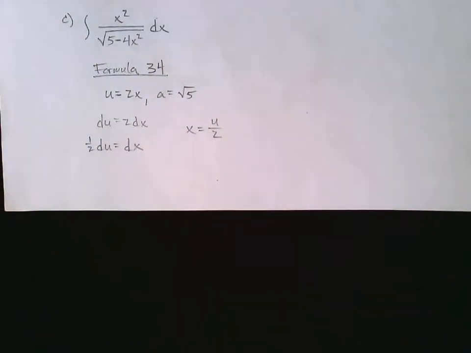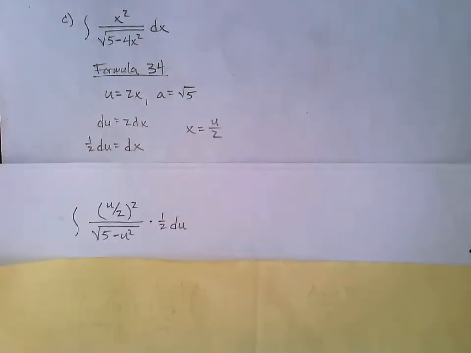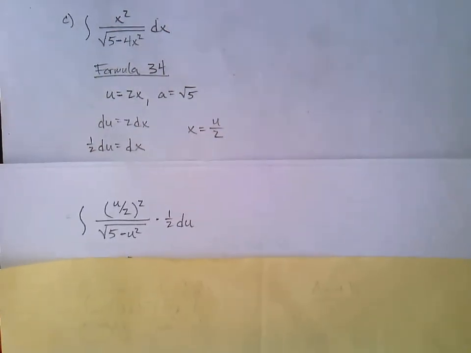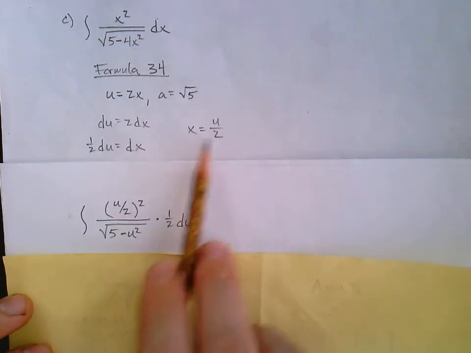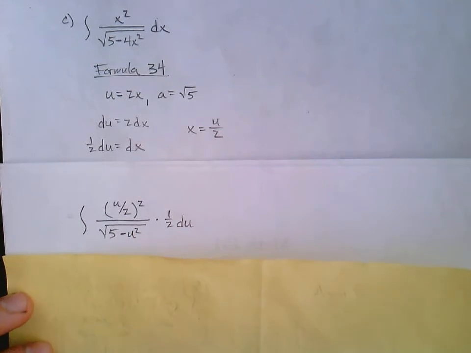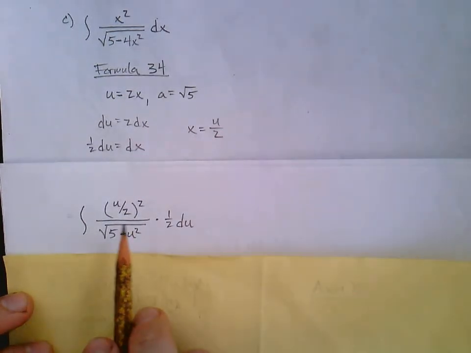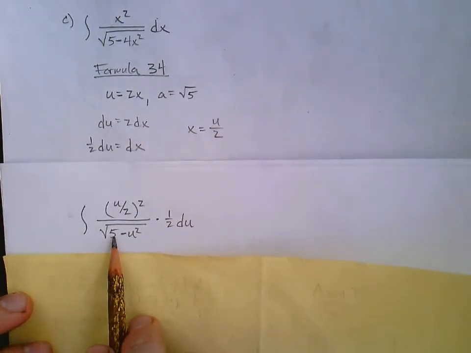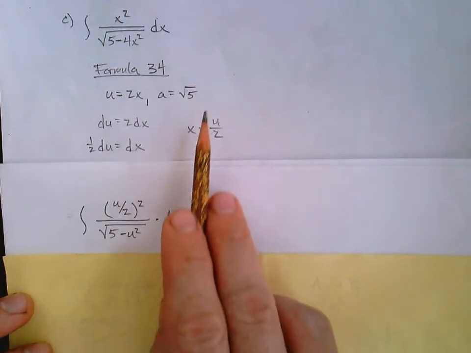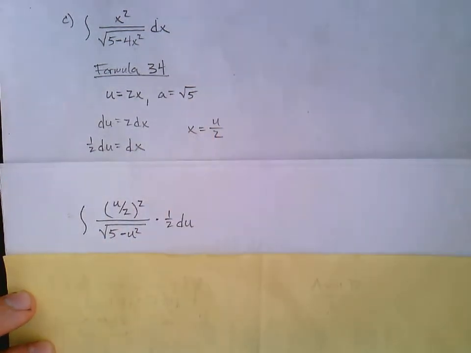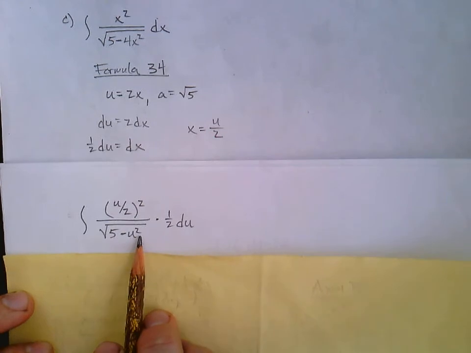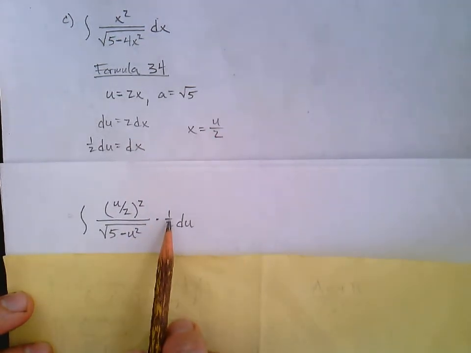And I'll try and fit as much as I can because it's all relevant so far. When we substitute, here's what we will have. That x became u over 2 squared. Our square root, I'm just going to keep that as 5 and recognize the a. All right, so 5 minus, and then the 4x squared, of course, is u squared, and the dx became 1/2 du.